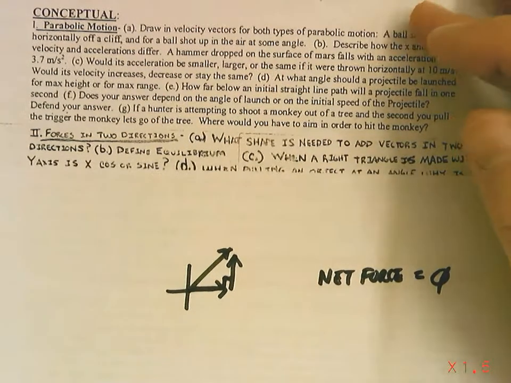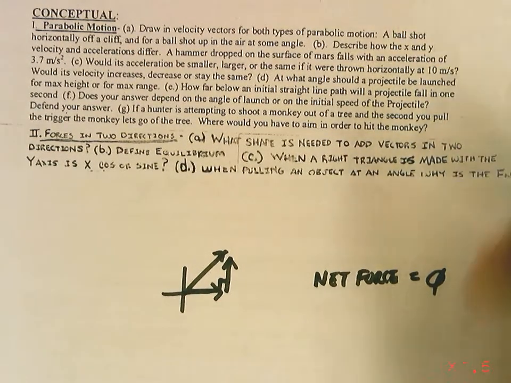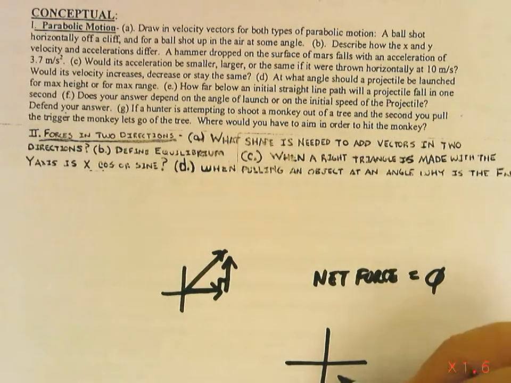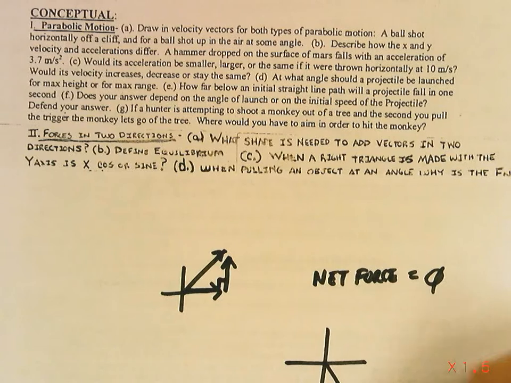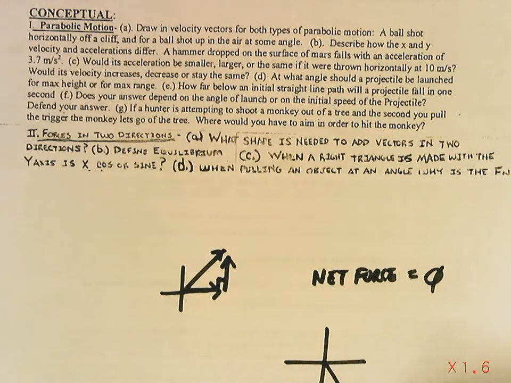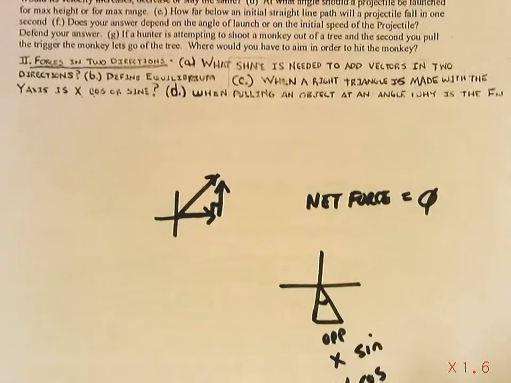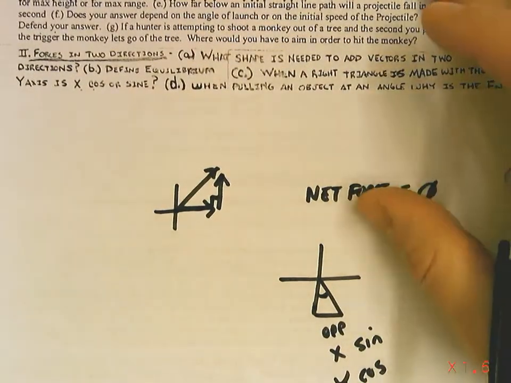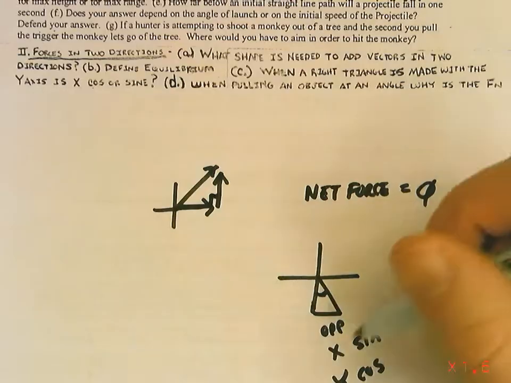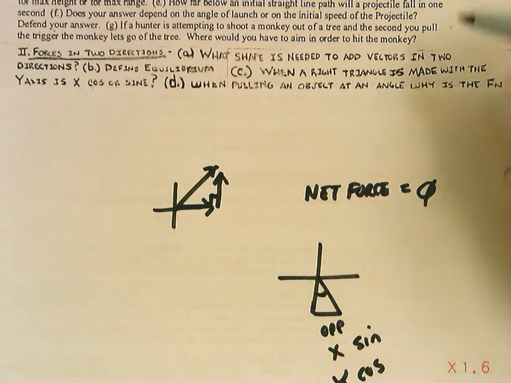When a right triangle is made with the y-axis, is x cosine or sine? If we make it with the y-axis, the opposite side would be the x side. Therefore, x is sine and y is cosine. Typically we don't measure angles with the y-axis. Typically we measure angles with the x-axis, so this is kind of different than it normally is.